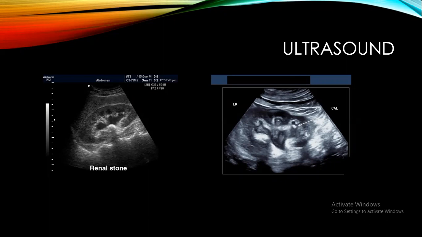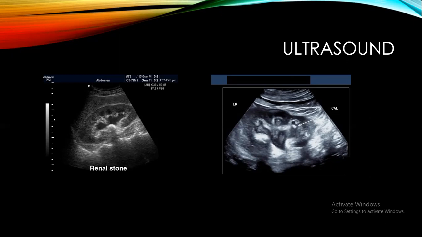In the last lecture, actually, we discussed the X-rays and the X-ray film. We started from the plain film of the X-ray to the contrast study of the intravenous urography, and also we highlighted the points on the double J stent, and finally on the cystogram and the urethrogram. Today, our lesson is about the ultrasound.